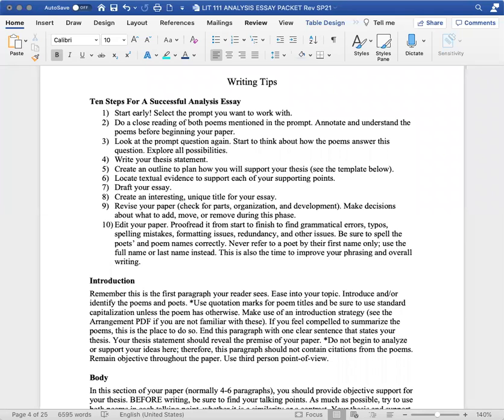And this is also the time where you would get a chance to notice maybe awkward phrasing, or if you use the same word a lot. This is your chance to do those final tweaks and improve the overall phrasing and writing in your paper.